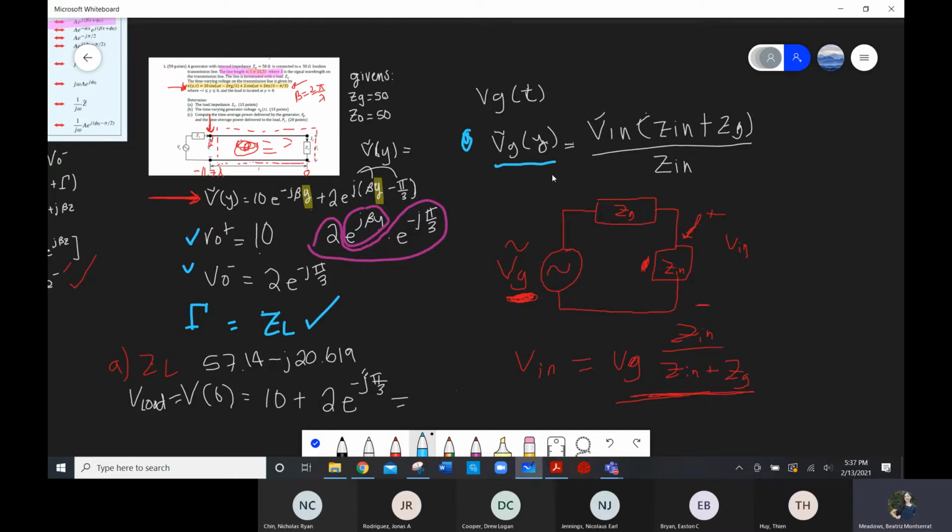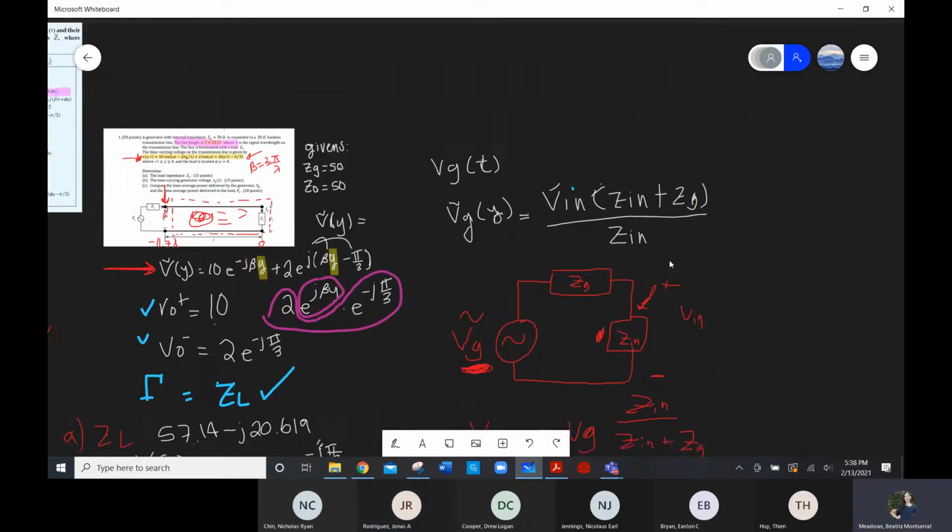And if you're given VG, then you have to solve for Vin, because Dr. Twacha can give you any voltage he wants. He can give you the voltage at the load. He can give you voltage at the generator. He can give you any voltage, and you should have the tools to solve for V naught plus, V naught minus, and gamma, okay? That is, I feel like, your goal.